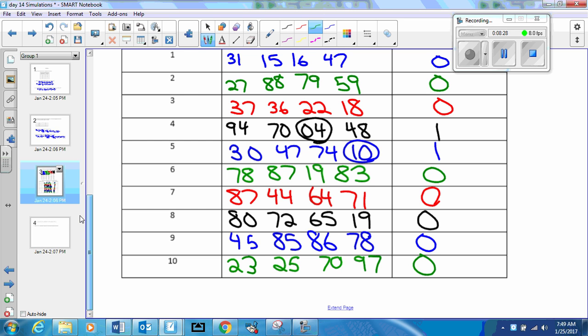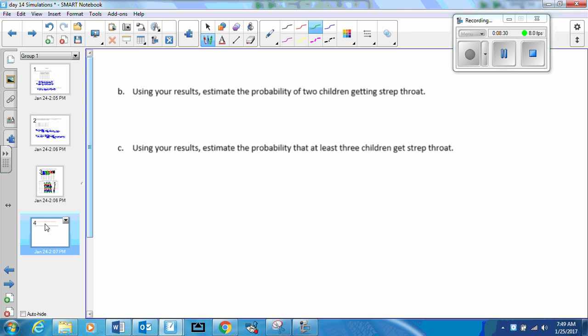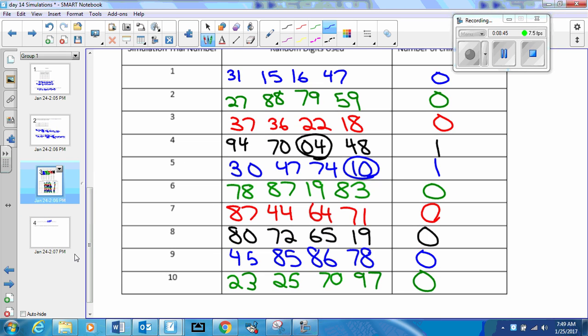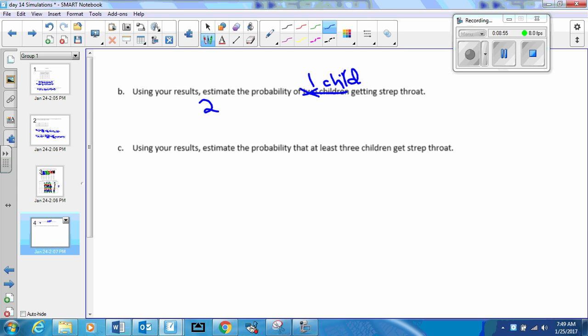So now, looking at our data, use our results to estimate the probability of one child getting strep throat. When I look at our simulations, of the 10 simulations, there were 2 of them where one of the children ended up getting strep throat. So based on our simulation, that probability would be 2 tenths, 1/5, 20%.